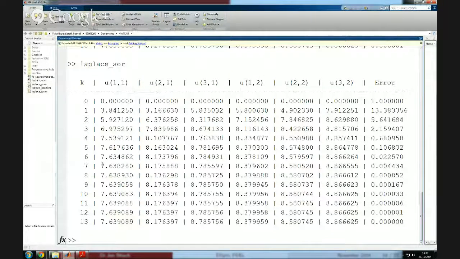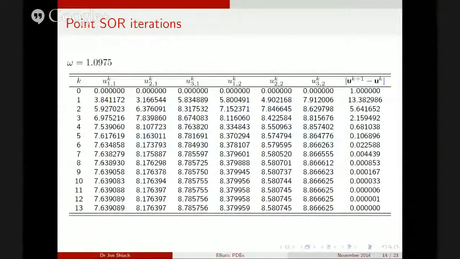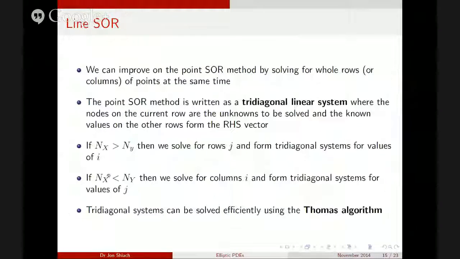Right, so that's the SOR solution. If we go back to the slides, there you are. 13 iterations. So it converges to the solution faster than the other 2. We can improve on this further still. Point SOR is fine, but we can improve on it. This is where line SOR comes in.